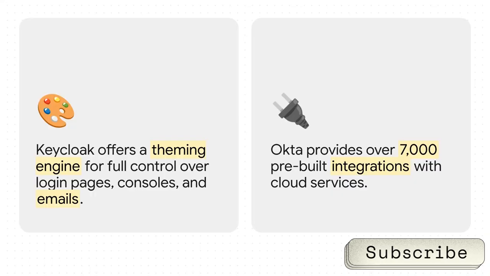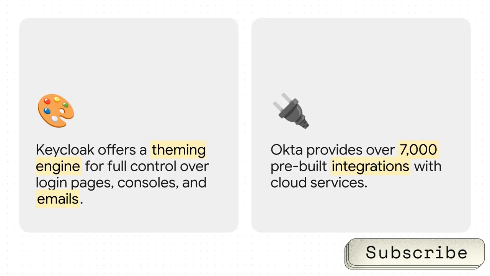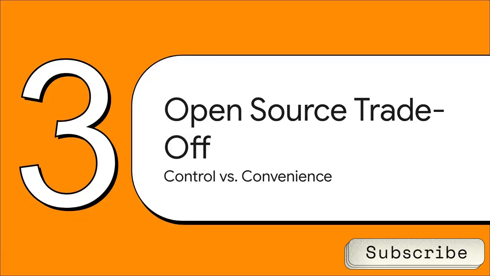Let's just zoom in on that core trade-off for a second. With Keycloak, you get this really powerful theming engine. You can make your login pages, your admin consoles, your emails, all of it look exactly like your brand. The control is incredible. With Okta, the absolute killer feature is its ecosystem. We're talking over 7,000 pre-built integrations. That means you can connect to almost any cloud application you can think of in just a few clicks. It's really the difference between a custom-built toolkit and a universal remote control for all your apps. So you see, this isn't really about which one is better. It's about which model is the right fit for your organization.